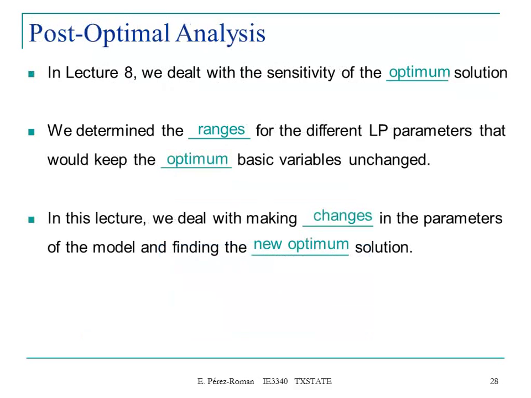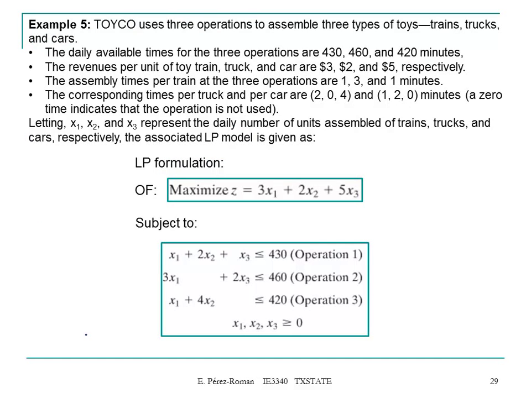Make sure that you make those notes. I'm going to refer back to the TOEIC example, in which we were trying to determine how many trucks, trains, and cars we should produce for this toy company. We have the constraints for the operations and the number of hours per operation that we have available. We were trying to maximize our revenue based on the revenue per product. So we have the problem.